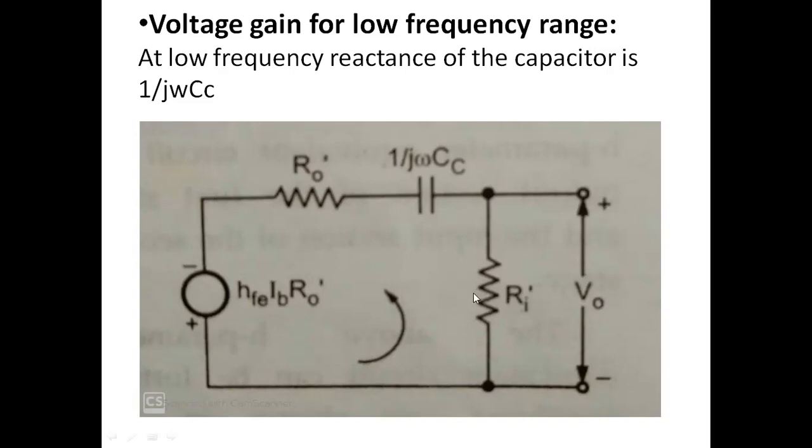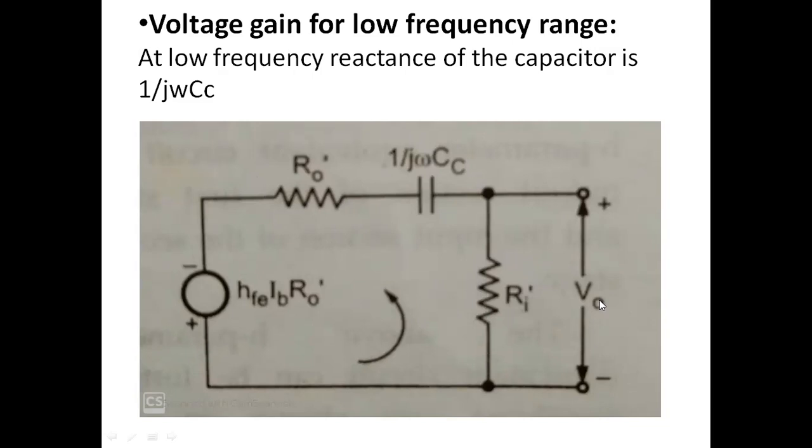So V0 is equal to the same. Apply the voltage divider rule here. Consider these two components as one single component, that is the series combination of R0 dash and 1 by j omega Cc as one impedance only. This is R1 and this is R2. This is V1 and this is V2.